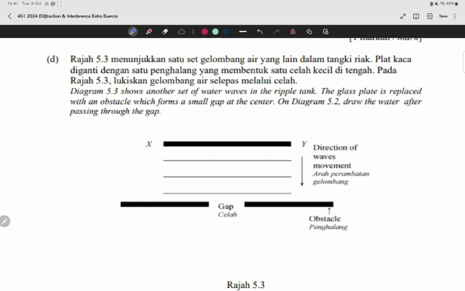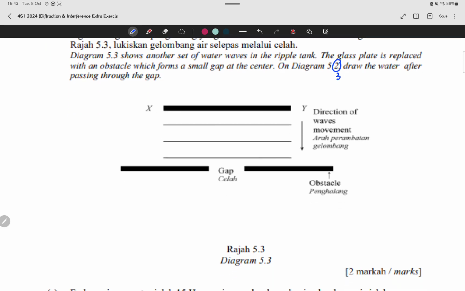The glass plate is replaced with an obstacle which forms a small gap at the center. On diagram 5.2, draw the water, sorry, I think it's 5.3. Okay, draw the water wave after passing through the gap. So the first thing you need to check is the wavelength and the size of the slit.